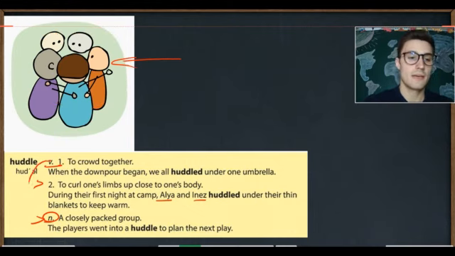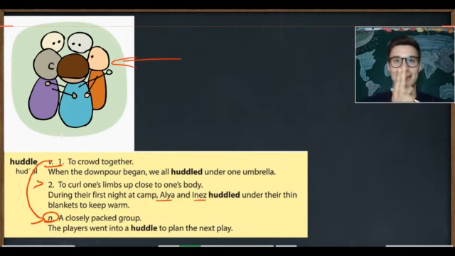So this verb meaning and noun meaning are closely related. If you make a huddle, then you do the verb. Then after you've made a huddle, it's called a huddle. That's the noun meaning, the name of it.